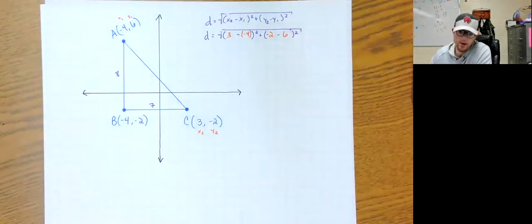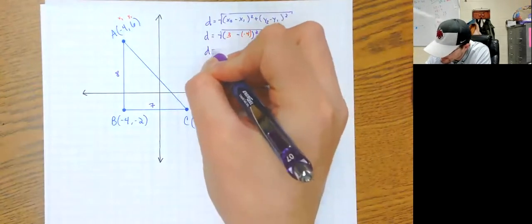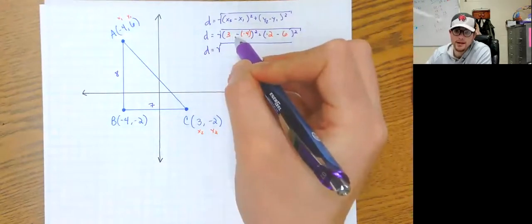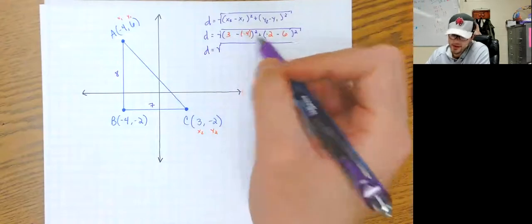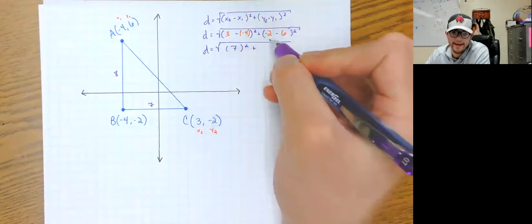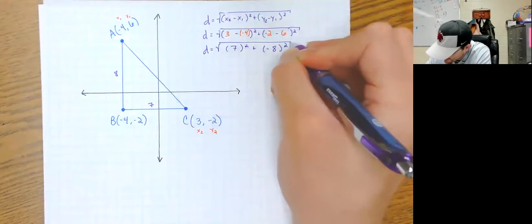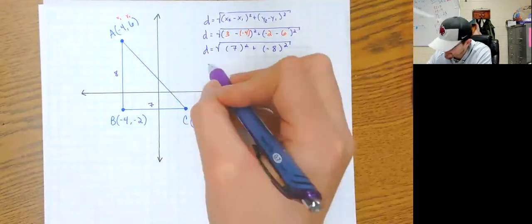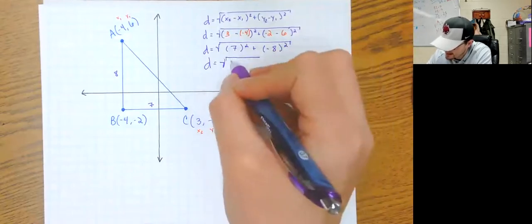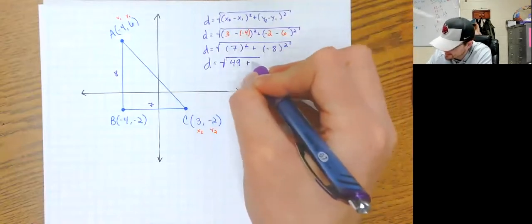All right, now we simplify, so now we're just going to do this subtraction. So we get d equals the square root of 3 minus negative 4, which is 3 plus 4, so we're going to get 7 squared, plus negative 2 minus 6, which is negative 8 squared. So I did the subtraction. Now we're going to get d equals the square root of 7 squared, which is 49, plus negative 8 squared, which is 64.